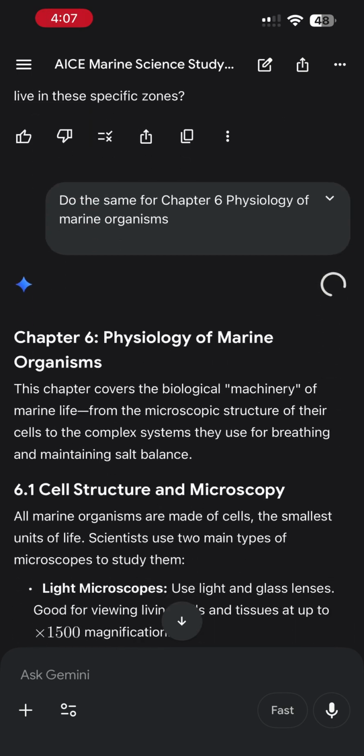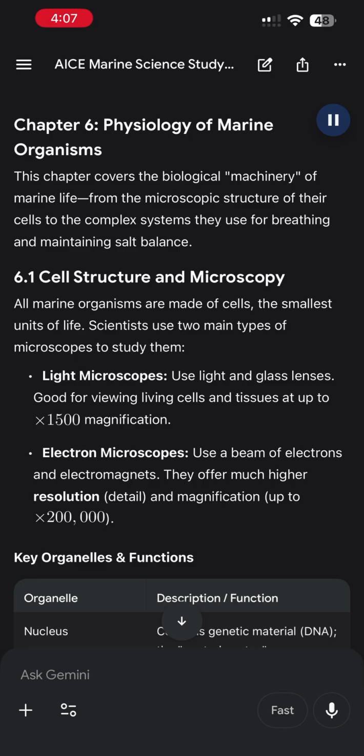Chapter 6. Physiology of marine organisms. This chapter covers the biological machinery of marine life, from the microscopic structure of their cells to the complex systems they use for breathing and maintaining salt balance.